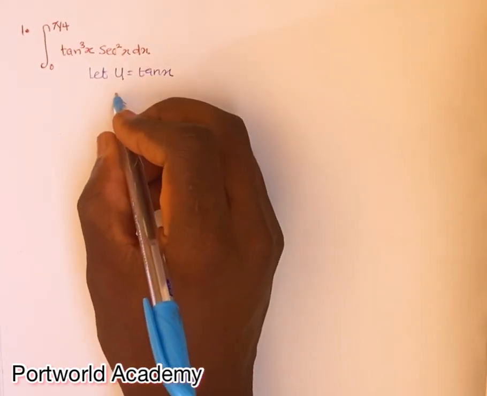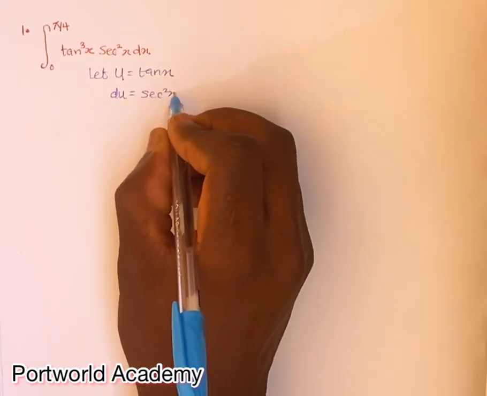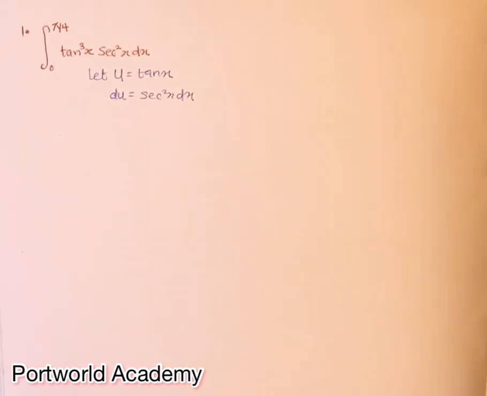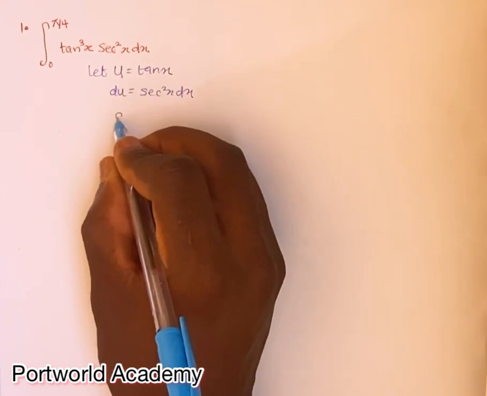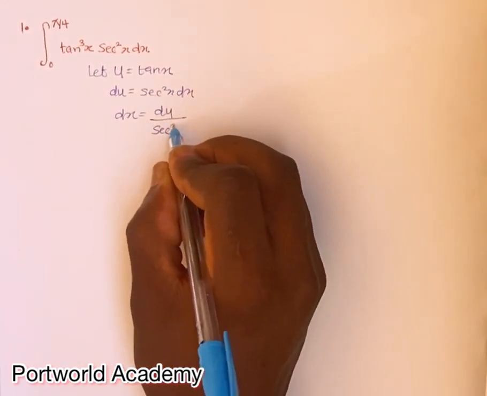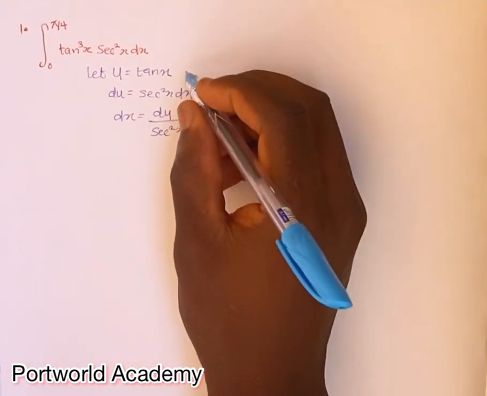And whenever you differentiate, you are going to have du equal to what? That's sec square x dx, right? Then go ahead and make dx the subject of the formula. Making dx the subject of the formula, you're going to have dx equals du divided by sec square x. That's very simple. So let's go ahead and put all these values into what?